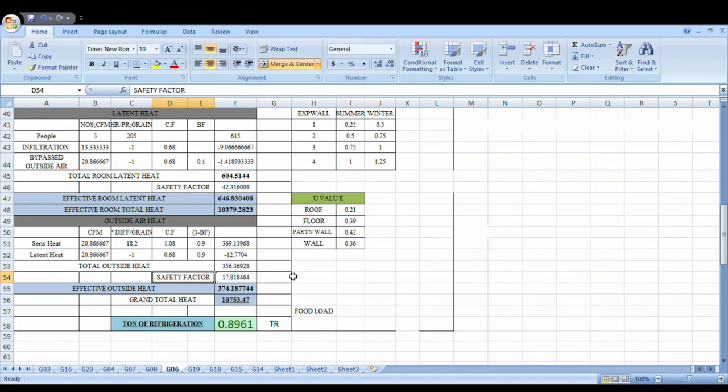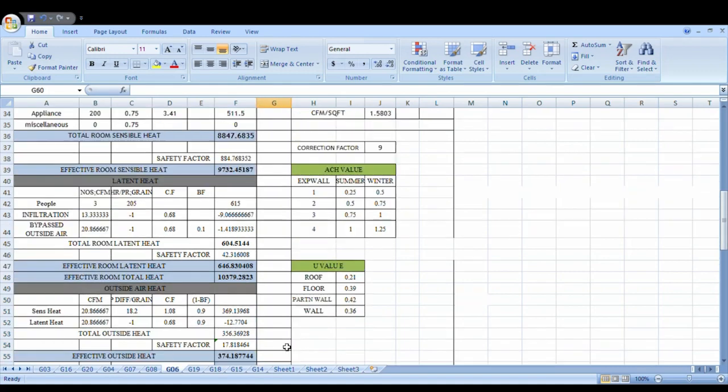So you will get grand total heat of 1075.47 and ton of refrigeration is 0.8961. Okay.